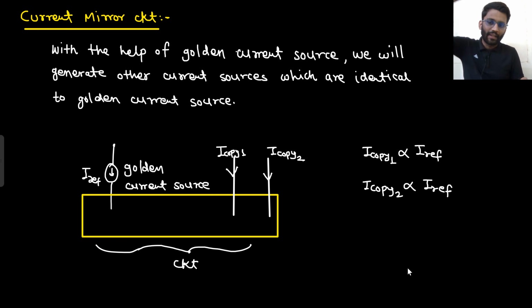What we need to do, we have a golden current source, and from that we need to generate an output current that should be independent of the supply and everything. With the help of that, you need to generate I copy 1 and I copy 2, and that should be independent of supply variation or temperature variation. So we will try making the circuit.